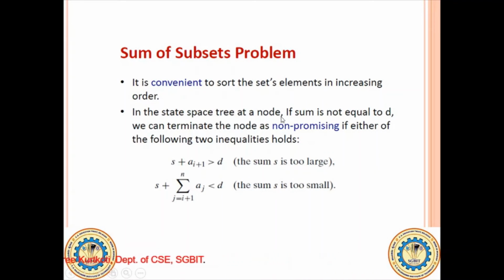In the state space tree, at a node, if the sum is not equal to d, we can terminate the node and make that node non-promising if either of the following two inequalities holds. If the sum plus the next element is greater than d, then the sum is too large. And if the sum plus the sum of the remaining elements is less than d, then the total sum will be too small, so we also consider that node as non-promising.